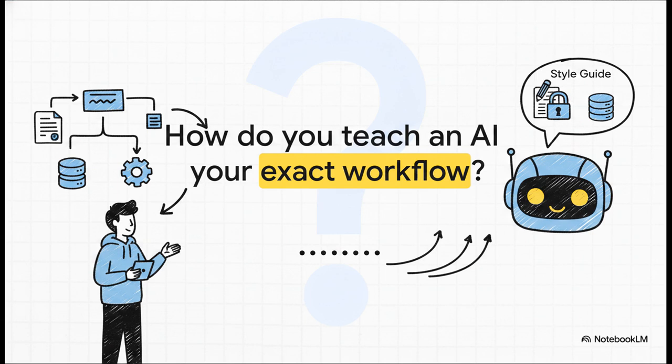I mean, think about it. Anyone can ask an AI to churn out a generic email or a quick snippet of code, right? But how do you get it to consistently follow your company's specific style guide, or access your proprietary databases, or execute complex, multi-step tasks exactly the way a senior developer would? Well, that is the exact problem we're solving today.